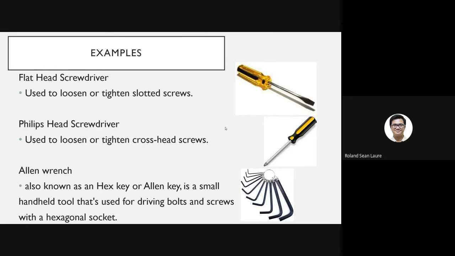Next is the Allen wrench, also known as hex key or Allen key. It is well known as Allen, but you should know that Allen is a brand, no? So, in short, it is a brand of wrench or key. It's a small handheld tool used for driving bolts and screws with a hexagonal socket.